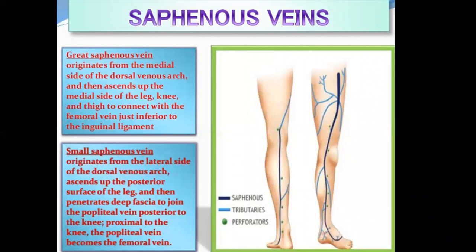On this side, you have the short or small saphenous vein starting on the lateral aspect of the dorsal venous network, ascending behind the lateral malleolus along with the sural nerve, and coursing superiorly to the posterior aspect of the leg, and at the level of the popliteal fossa pierces the deep fascia of the leg to become the popliteal vein at the popliteal fossa. So this was the difference between the two, and this is the description of the great and small saphenous vein.